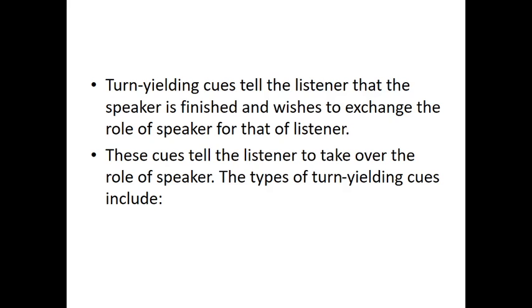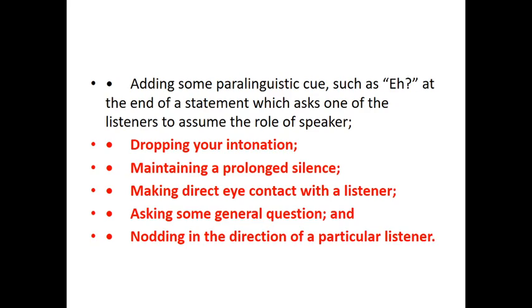Turn yielding cues tell the listener that the speaker is finished and wishes to exchange the role of speaker for that of listener. So, to pass on the role of the speaker, paralinguistic cues can be the following: dropping your intonation, maintaining a prolonged silence, making direct eye contact with the listener, asking some general questions, nodding in the direction of a particular listener. So these are ways of getting the other person to talk. As the speaker, you are giving these signals, and this is a skill.